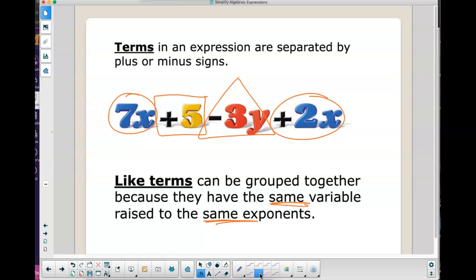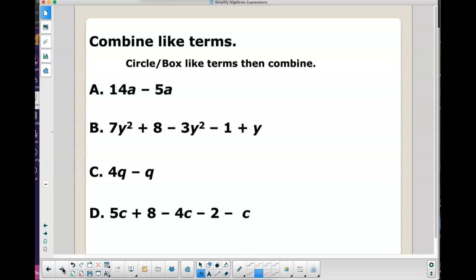Okay, is this kind of coming back to us? Do you remember doing this a little bit? Okay, so we're going to work on combining these like terms. And we need to circle or box our terms to make sure we put the right things together. So when I look at letter A, I'm going to start by circling the 14A. When I look at the next term, it also has an A, so it's also going to get a circle, but I'm going to put the minus sign with it. You always have to put the plus or minus sign in front of it with it.